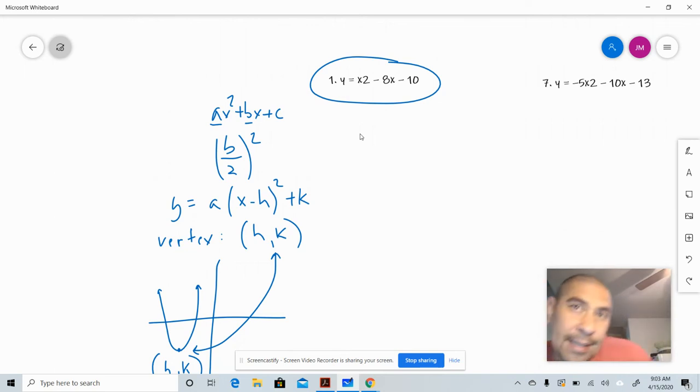Today we're going to be doing a couple problems where we change an equation to graphing format, which is right here. And then your vertex is going to be indicated by that HK value. Remember, the H value is going to be the opposite of what's here because there's a minus sign there.